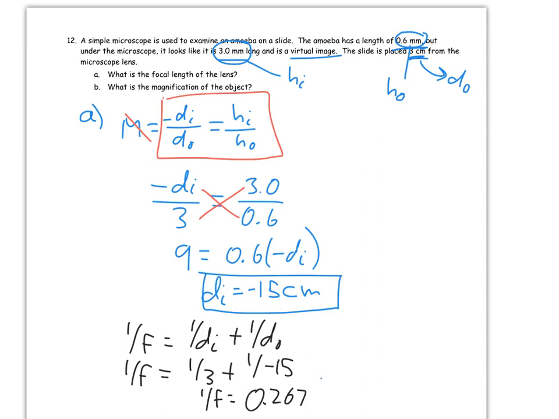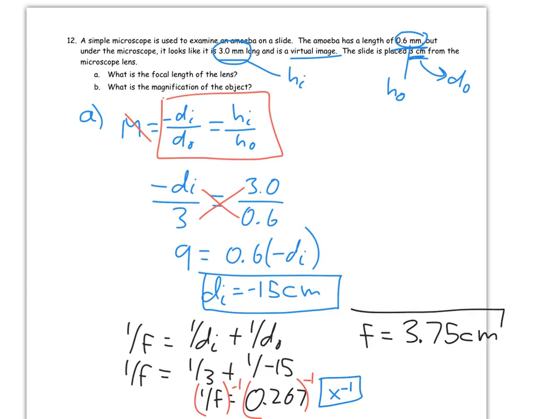0.267. Once again, we're going to use that x to the minus 1 button to raise both sides to the negative first power, ultimately allowing us to solve for f, our focal length, and we end up getting a focal length here of 3.75, and it's going to be centimeters because that was the unit of both di and do.